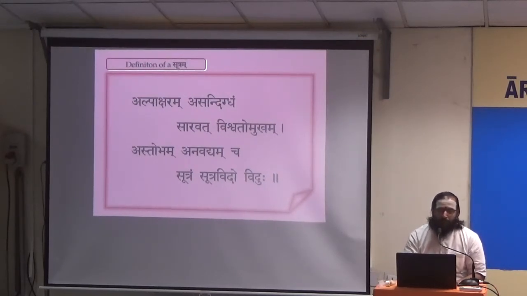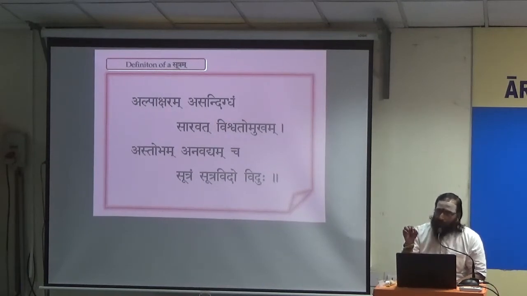Second one, asandigdham. Because it uses minimum letters, minimum words, minimum sutras, it should not be doubtful. It should be clear, free from any ambiguity. That is asandigdham, free from any doubt. Saravat: it should deal only with what is essential, what is connected with the subject matter, not with unnecessary things. Focus only on the subject matter. Vishvatomukham: its applicability is wide.